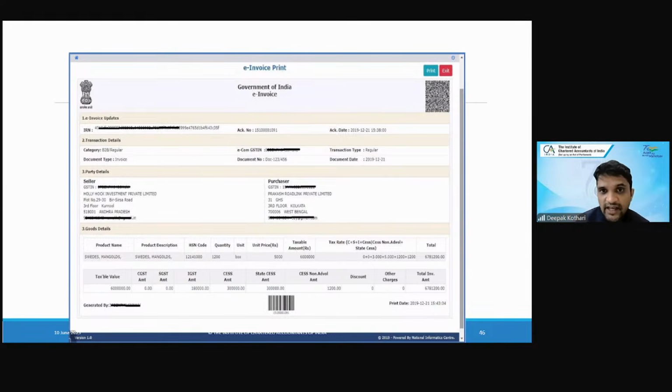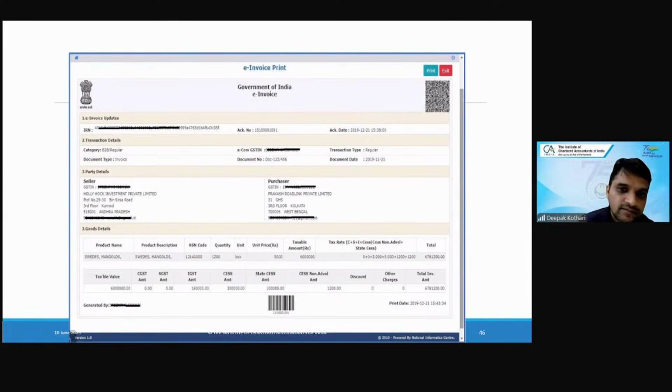Generating a unique ARN number for each e-invoice. Correct. You have to generate a unique IRN number, not ARN, IRN number for each e-invoice. So you have an option of bulk upload. You can give all the details in bulk mode, and then a separate IRN will get generated for each of your invoices.